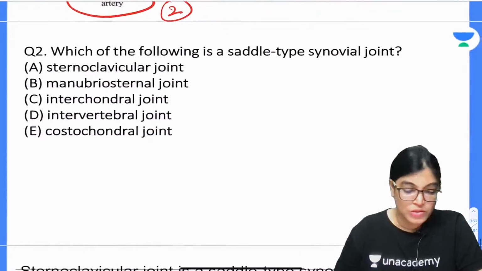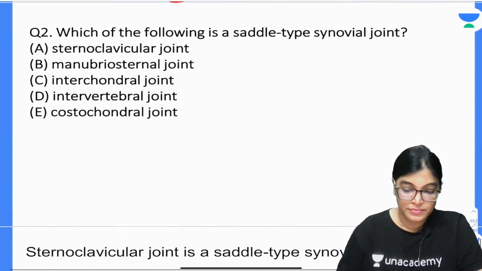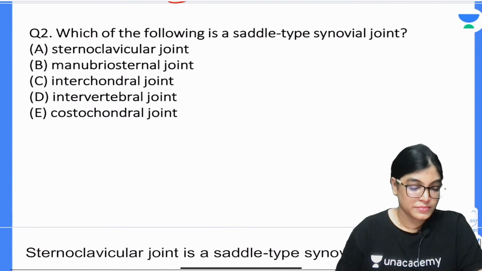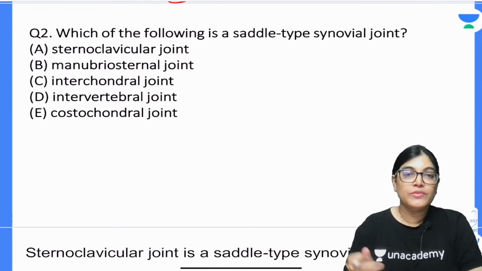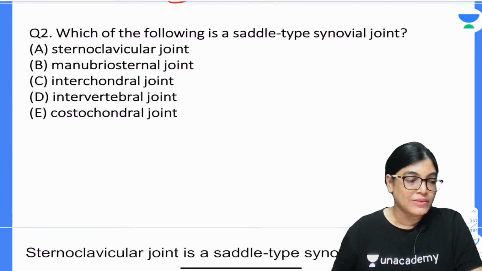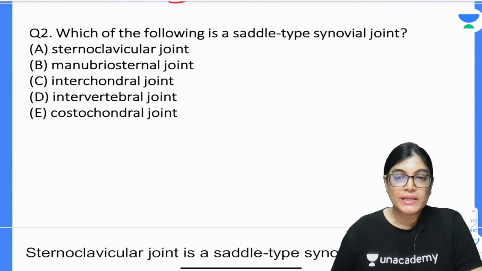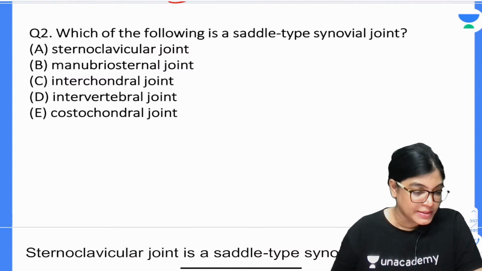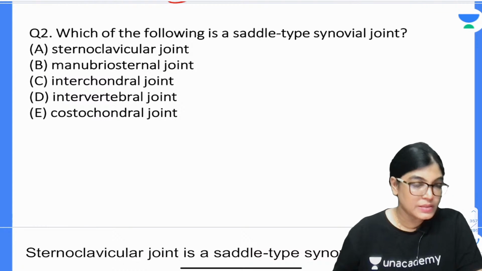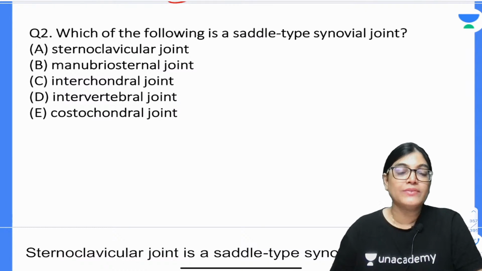Now, let us move on to question number 2. Which of the following is a saddle type of synovial joint? Whether it is sternoclavicular joint, whether it is manubriosternal joint, whether it is interchondral joint, whether it is intervertebral joint or costochondral joint.